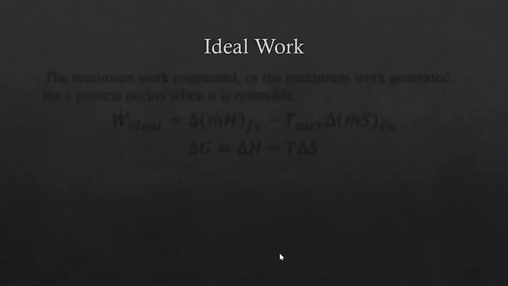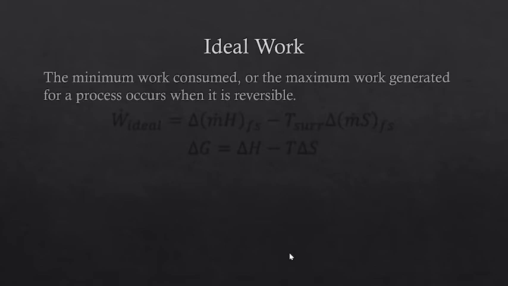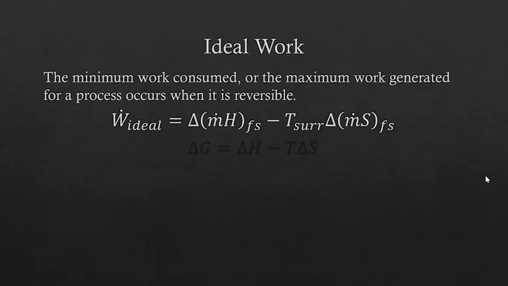Moving on, let's describe the concept of ideal work. Under the assumption of complete reversibility, the ideal work is the minimum work consumed for processes that require an input of work or the maximum work produced for processes that generate work. Here is the derived expression for ideal work. For open systems, it is equal to the net rate of enthalpy addition or subtraction coming from the flow streams minus the surrounding temperature multiplied by the net rate of entropy addition or subtraction from the flow streams.